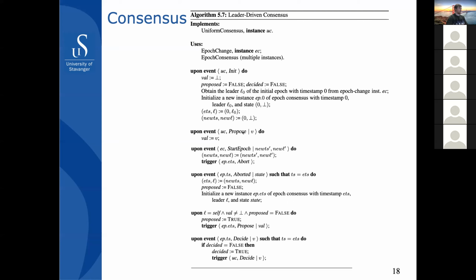So the leader proposes, and on this step it should say that only the leader executes this propose, and I feel like there's something missing from here.